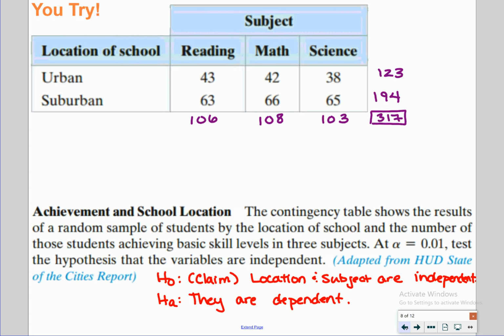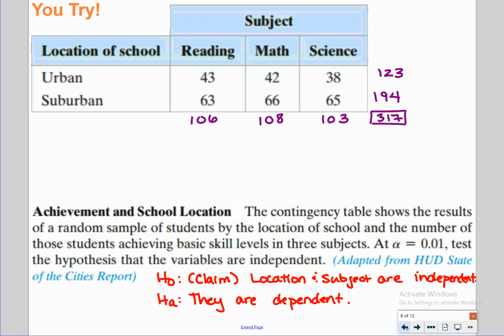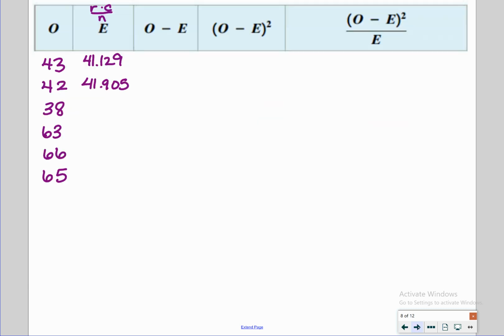All right, so 108 times 123 divided by 317, 41.905. Okay. 103 times 123 divided by 317, 39.965.